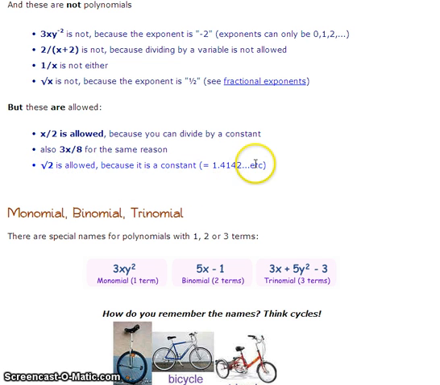Now remember, the terms in a polynomial, I counted the terms and some had 1, some had 2, some had 3, some had 5. Those have special names. They are special kinds of polynomials. A one-term polynomial is called a monomial. A 2-term polynomial is a binomial, and a 3-term polynomial is a trinomial. Terms are separated by mathematical symbols like subtraction, addition, division, multiplication. So monomial, binomial, trinomial are referencing the number of terms in the polynomial.